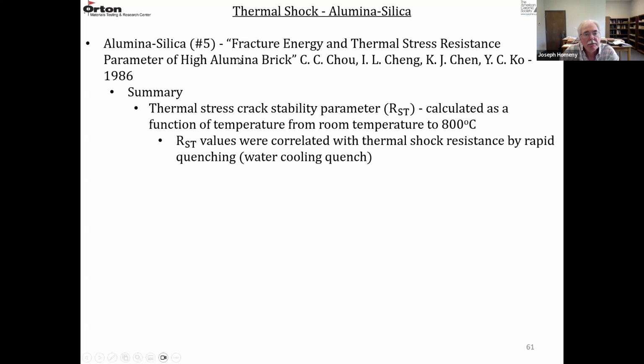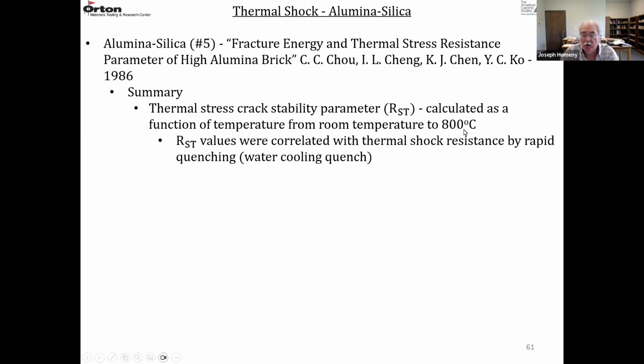So the first one here, fracture energy and thermal stress resistance parameter of a high aluminum brick. This is a 1986 paper, and they looked at this parameter, RST, the thermal stress crack stability parameter, and they calculated this as a function of temperature from room temperature to 800 C. And then they try to correlate the RST values with the thermal shock resistance, which was done by rapid quenching, water cooling quench, so very severe conditions.